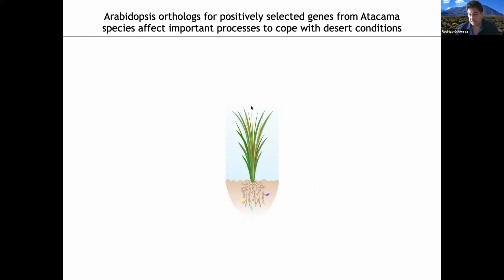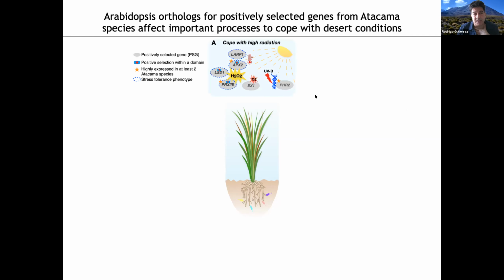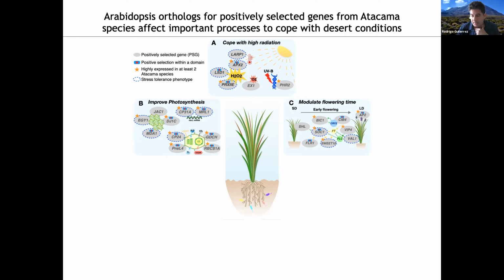To further understand how these PSGs may have contributed to the Atacama species adaptation, we reviewed the literature for phenotypic and functional characterization of these positively selected genes based on the closest sequences from the model plant Arabidopsis thaliana, and we found phenotypic evidence for 59 of these PSGs. And I'm going to just summarize this extensive analysis of the literature. So we have positively selected genes that facilitate coping with high radiation, also involved in photosynthesis, which are critical for chloroplast development and movement, for the integrity of the photosynthetic apparatus, for example.